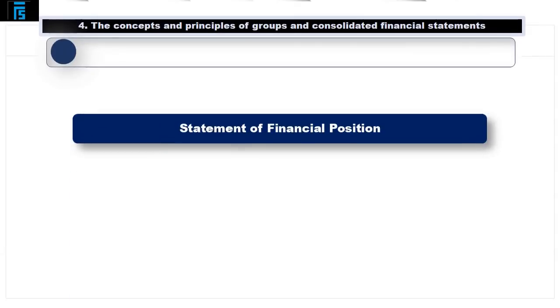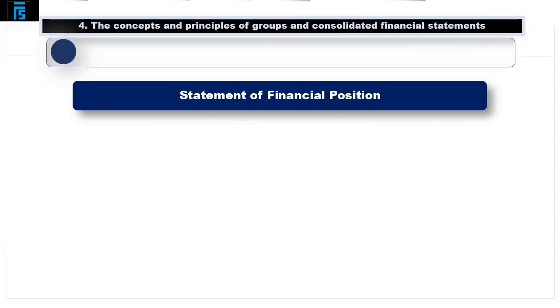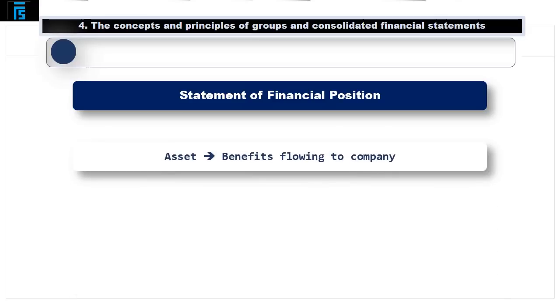To appreciate the logic behind the final element related to the measurement of financial position, let's take a bird's eye view of the statement of financial position as a whole. On the one hand, we have assets.